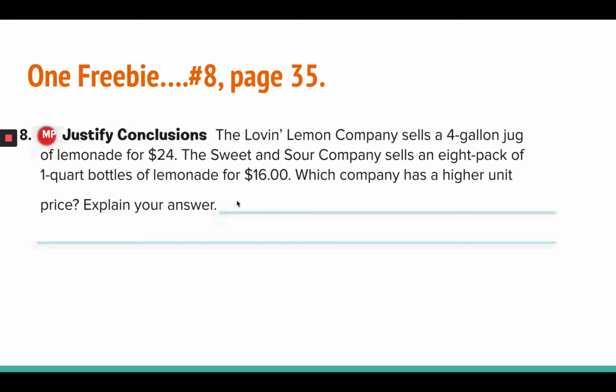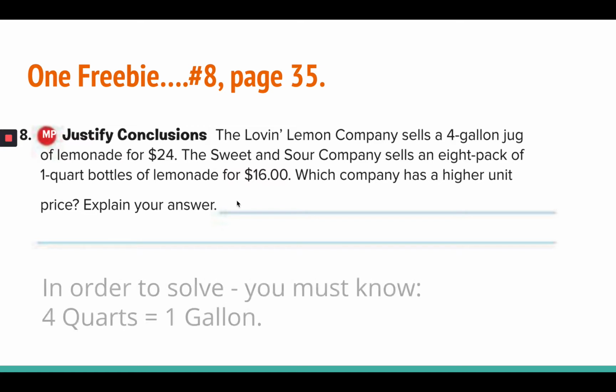It's on page 35. The Love and Lemon Company sells a 4-gallon jug of lemonade for $24. The Sweet and Sour Company sells an 8-pack of 1-quart bottles of lemonade for $16. Which company has a higher unit price? Oh my gosh, it's not really fair because in order to solve this, you have to know that 4 quarts equal 1 gallon. So this first set of numbers they tell you is 4 gallons, $24. And then they switch it to quarts on you for $16.